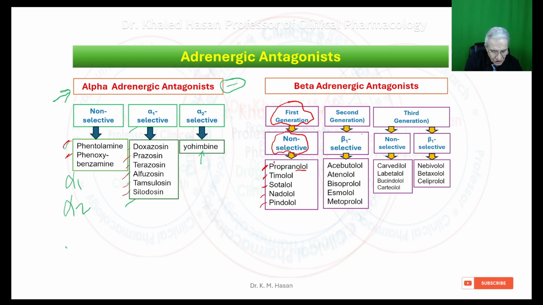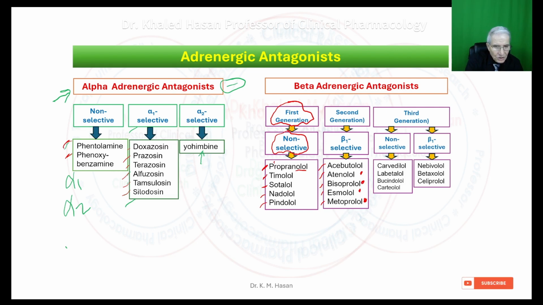The second generation is considered beta 1 selective. We have acebutolol, atenolol, bisoprolol, esmolol, and metoprolol. This is the second generation, beta 1 selective. The most important ones here are atenolol, metoprolol, esmolol, and bisoprolol. All these medications are important.